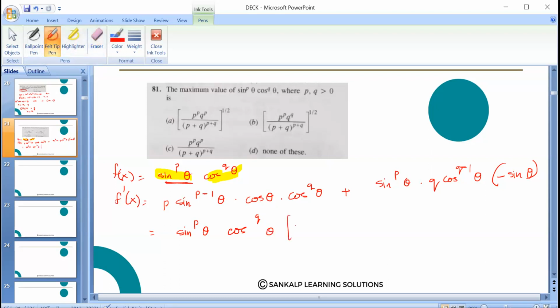Then what you will have? P by sine theta into cos theta. Here what you will have? Q by cos theta into minus sine theta. Or this is y into (P cot theta minus Q tan theta).